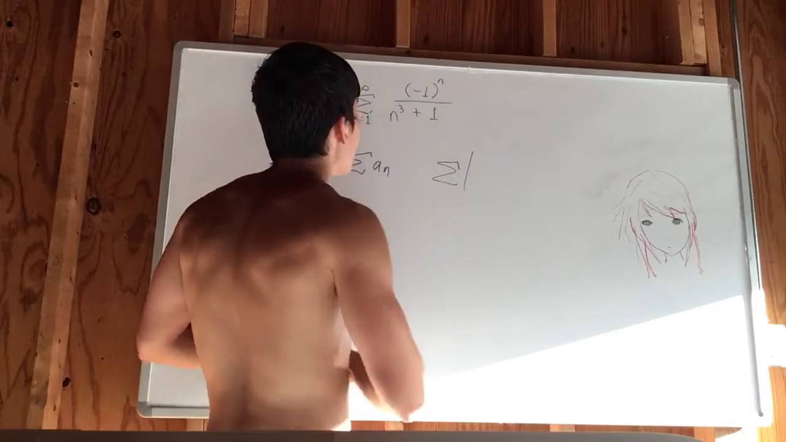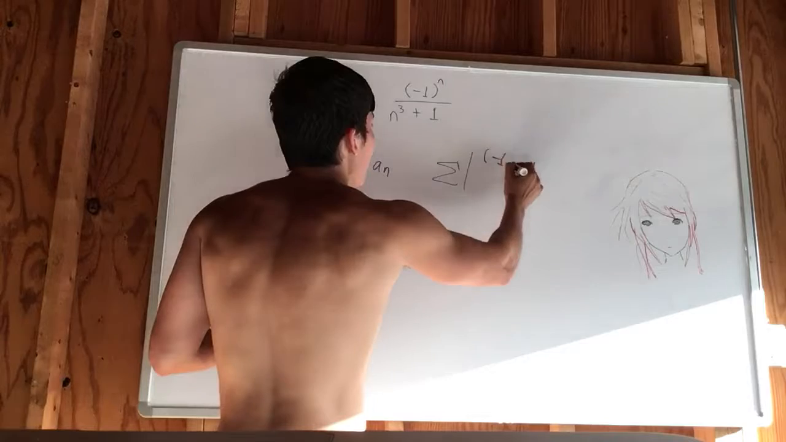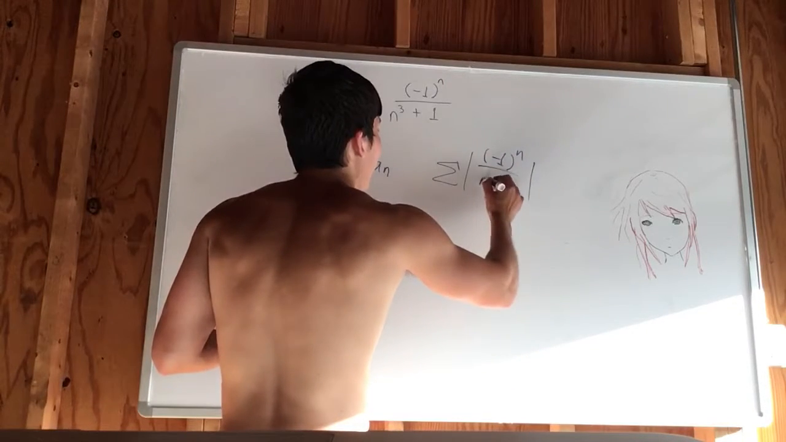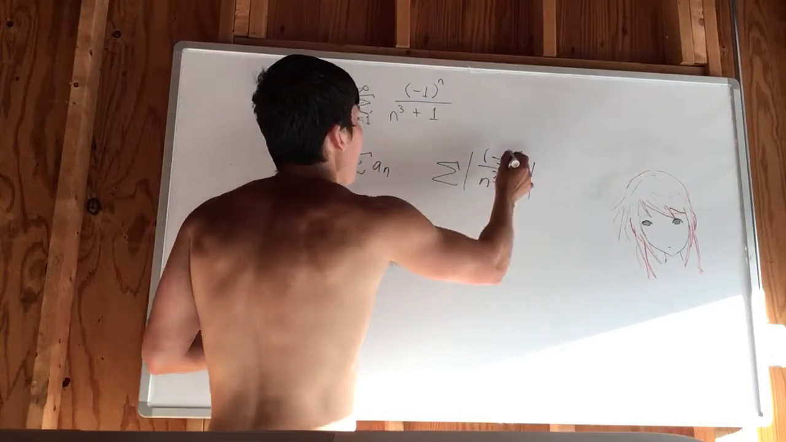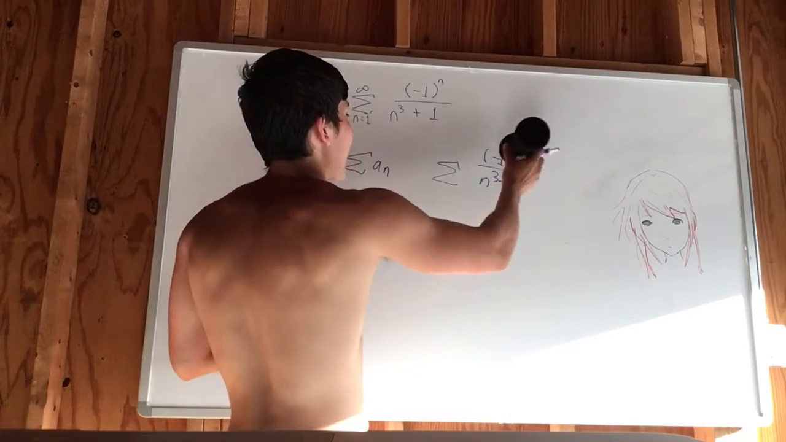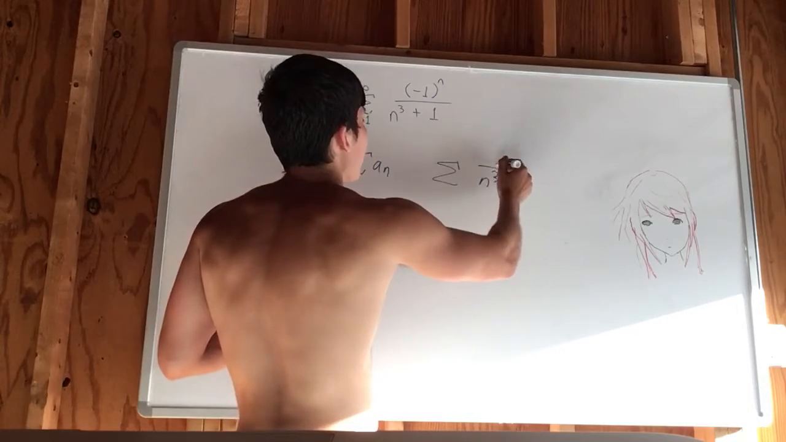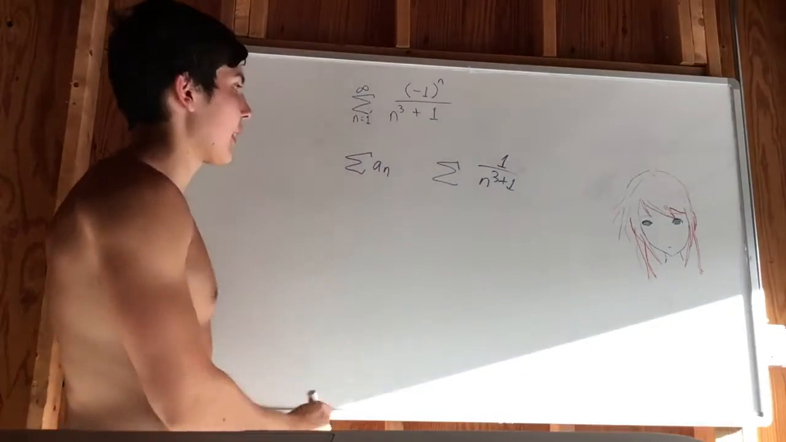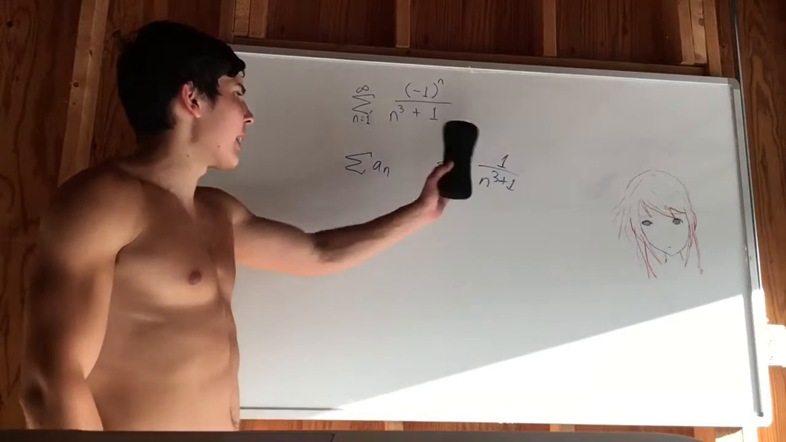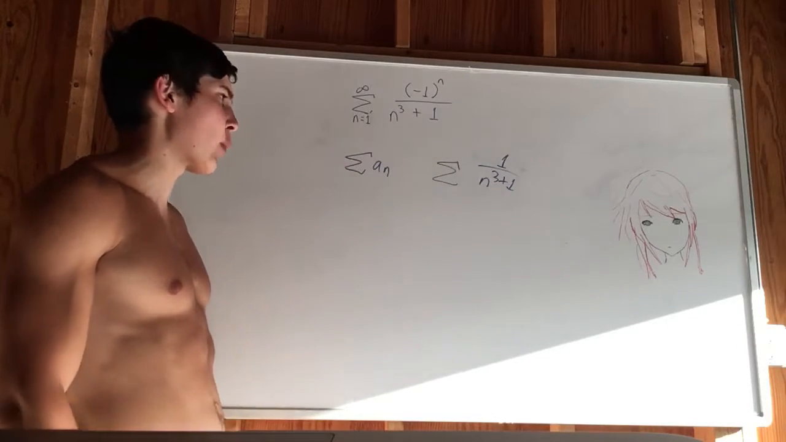This is going to be whatever we get when we plug in our a sub n, which would be -1 to the power of n over n cubed plus 1. The -1 to the power of n goes away using the behavior of the absolute values. So now we have that. Now we have to check for convergence or divergence. So we could use any test that we want.